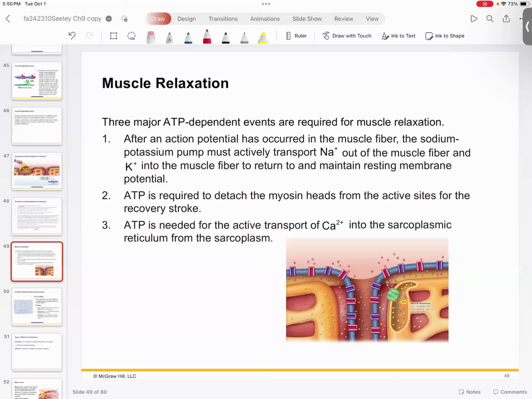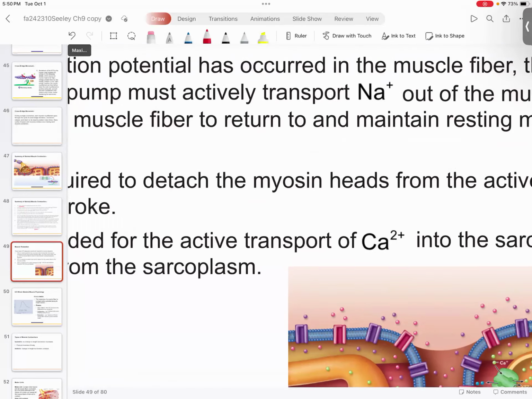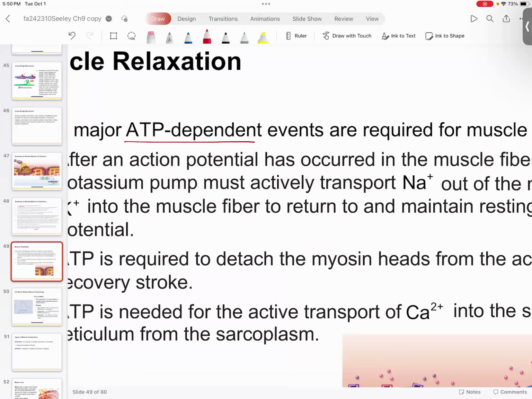So basically, what we have are ATP dependent events, a couple of them that are going to help us to repolarize or relax our muscle. Right? Notice we said here they're ATP dependent. What does that mean? That means you need energy, which is one of the reasons why you don't just let that acetic acid get away for nothing, right? You send that to go make some ATP, because you're going to need ATP.